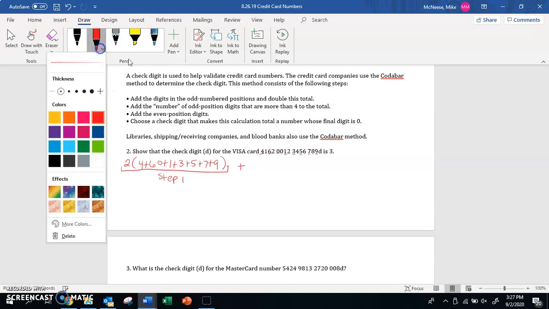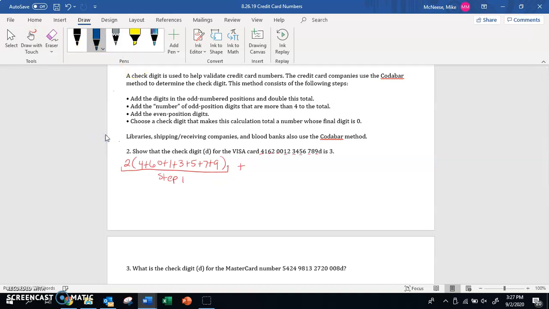And then step 2 said I add the number of odd position digits that are more than 4 to the total. So if we look, we've got 6, we've got 5, 7, and 9. So any of the numbers that you underline in step 1, if they are greater than 4, it goes towards step 2. So we got 4 values.